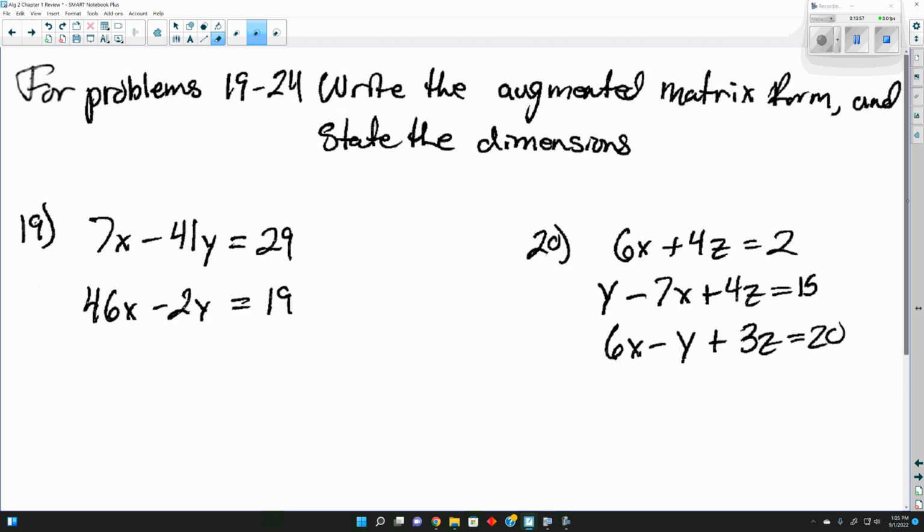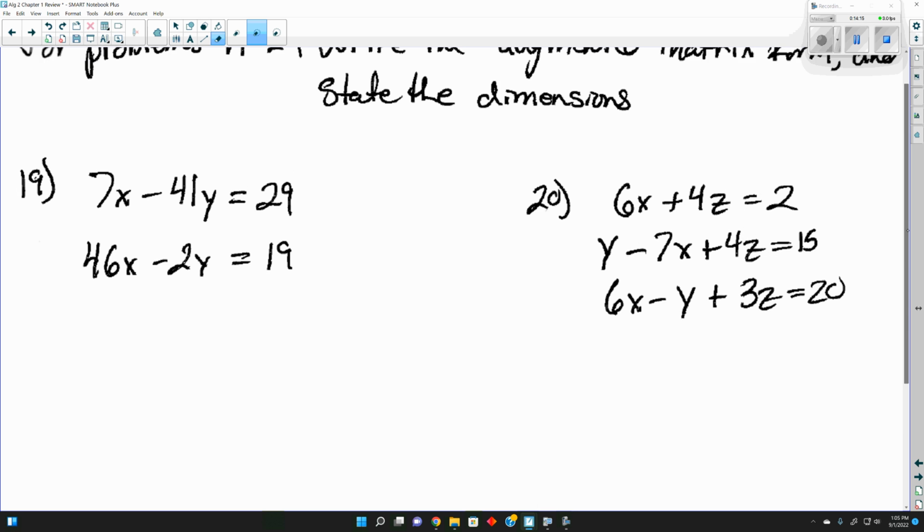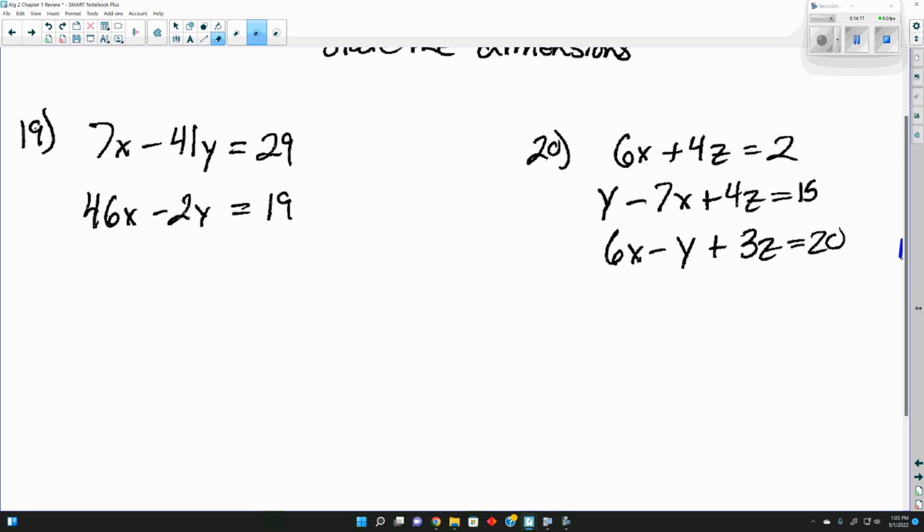It just takes time. State the dimensions and write the augmented matrix. So whenever we write the augmented matrix, we need it in the form of X, Y, Z. We need it ordered, and then put the numbers in. Is there any one of those that y'all want to look at on 19 through 24? 20?